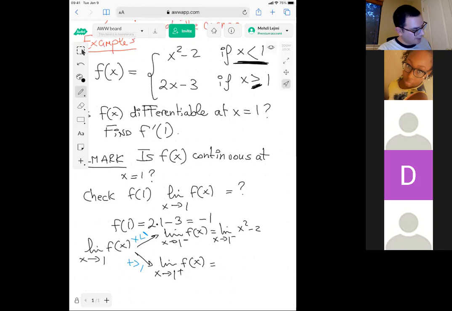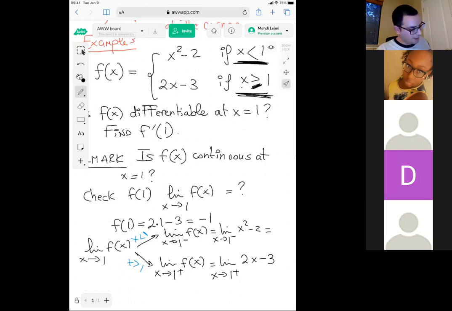And here, x is larger than 1 because x is approaching 1 from the right. So x larger than 1, then we're going to use the second equation. So that's 2x minus 3.